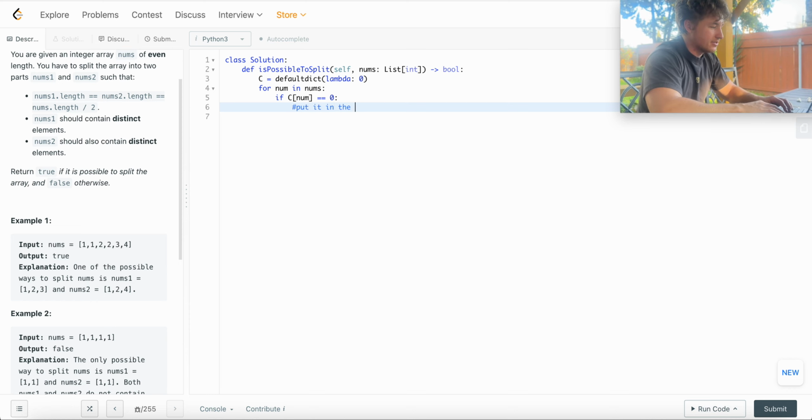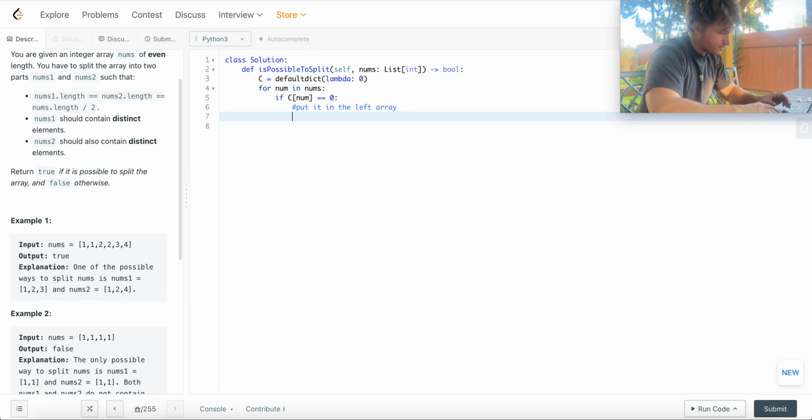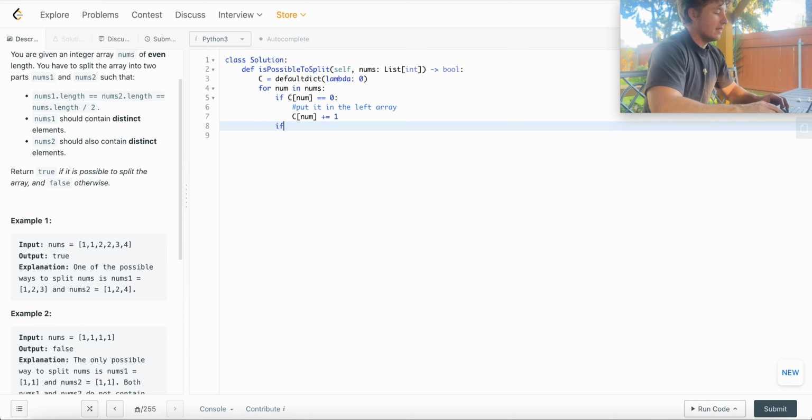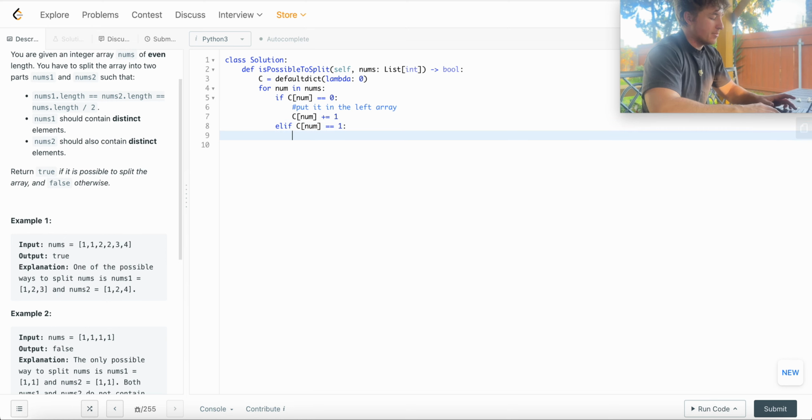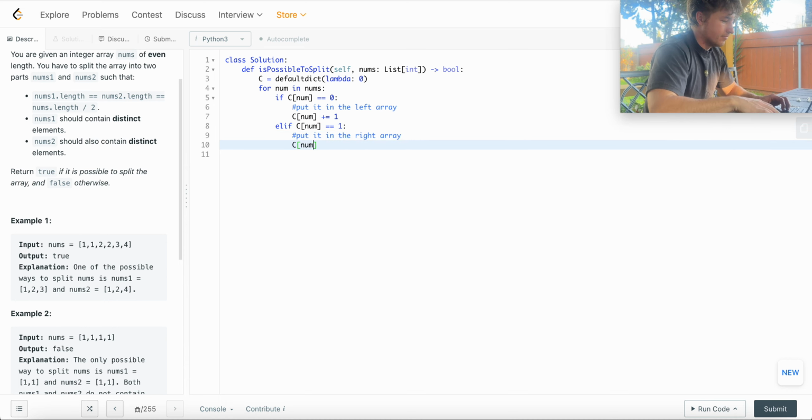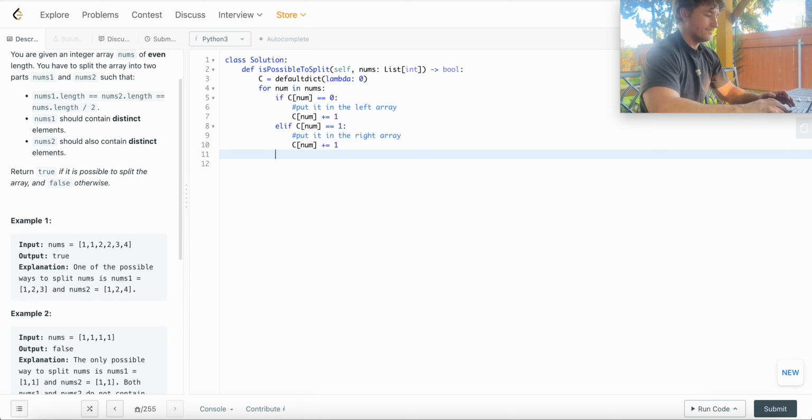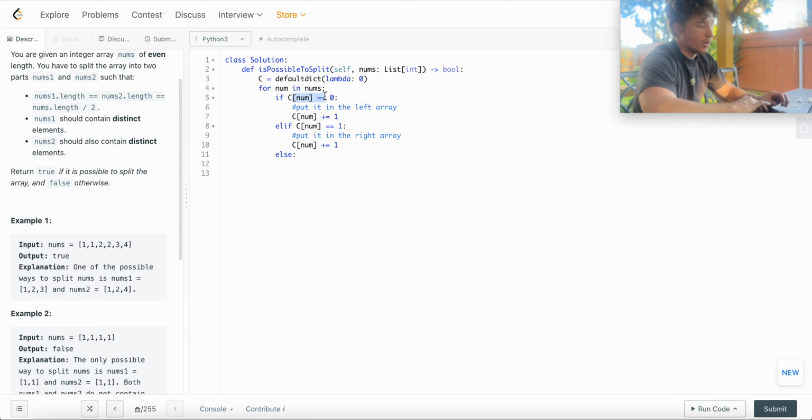I don't even need to make the arrays. Okay? And now I'm going to mark that I've seen it and it's in the left array. Else if c of num equals 1, well, then I'm going to end up putting it in the right array, and c of num plus equals 1. Otherwise, what does this mean? I tried to put it in the left array. I couldn't because there was already one of them. I tried to put it in the right array, but I couldn't because there was already one of them. So the only thing I can do now is say, sorry, I can't process this, and return false.